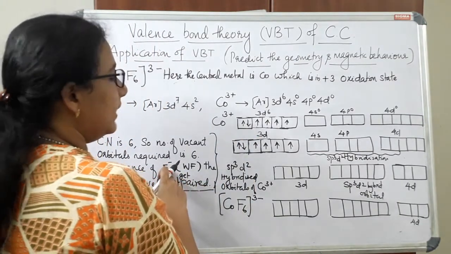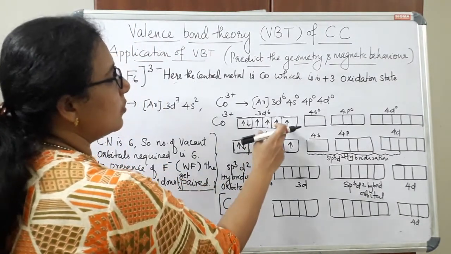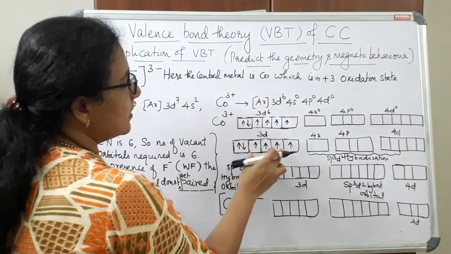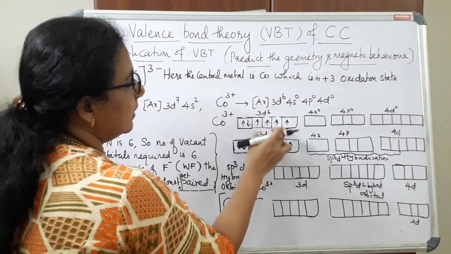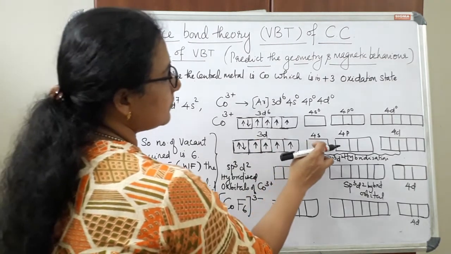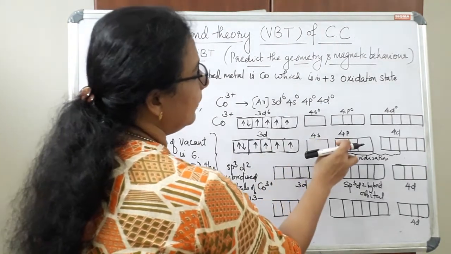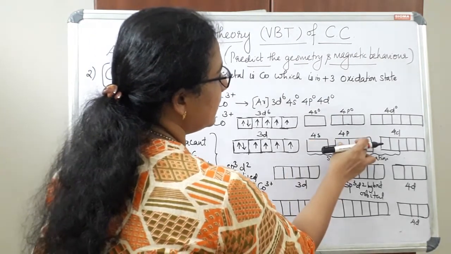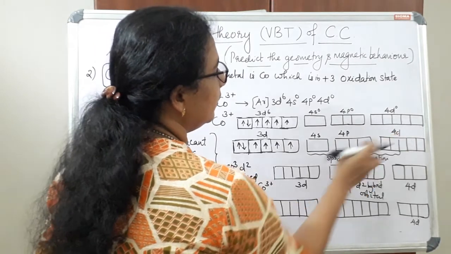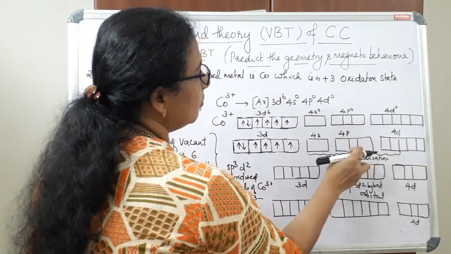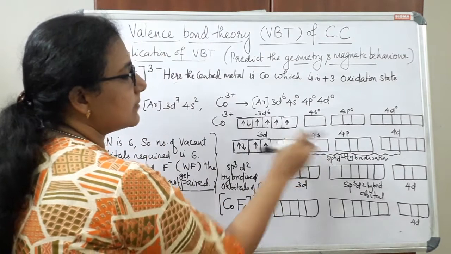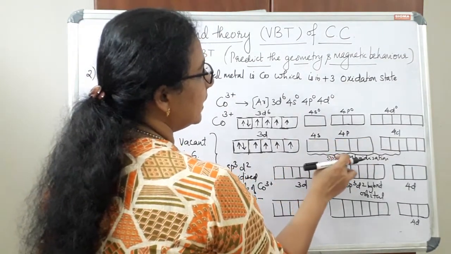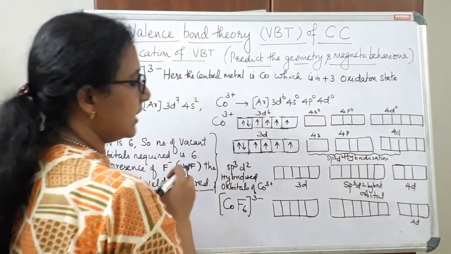Since F minus is a weak field ligand, there is no pairing of electrons in the 3d level, so the electrons are arranged as they are. Then we need 6 vacant orbitals: the 4s orbital, the 3 4p orbitals and 2 4d orbitals. In order to accommodate the 6 pairs of electrons, 6 vacant orbitals are needed. So sp3d2 hybridization takes place.